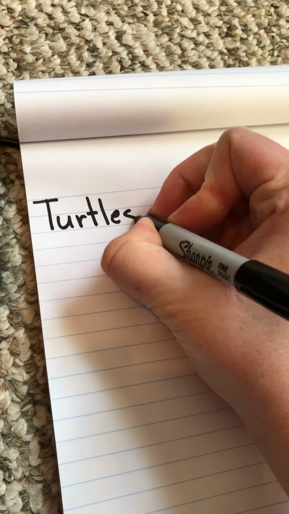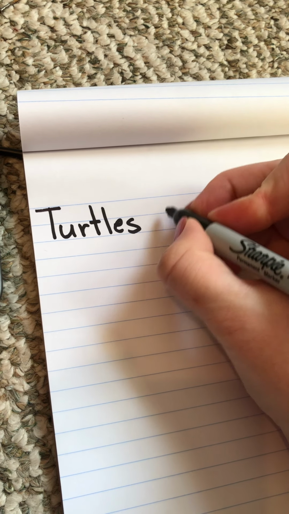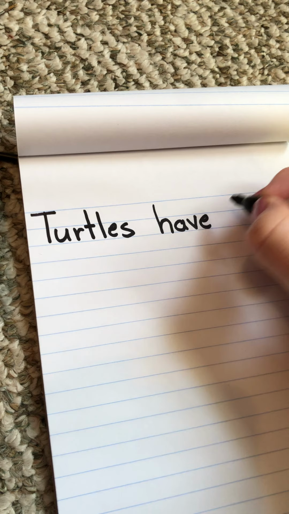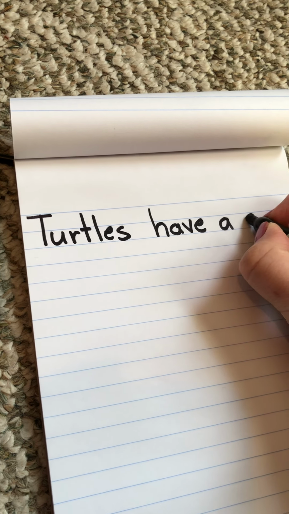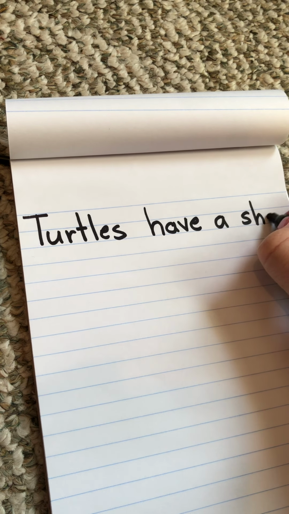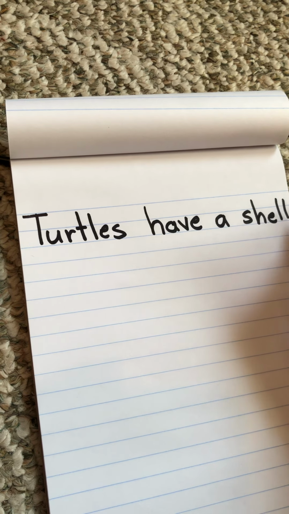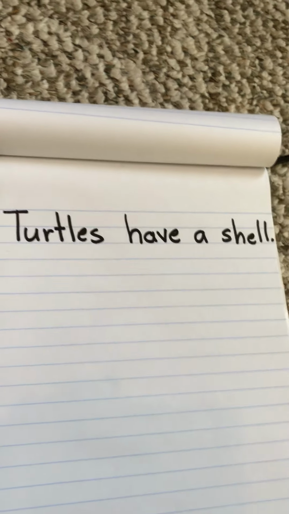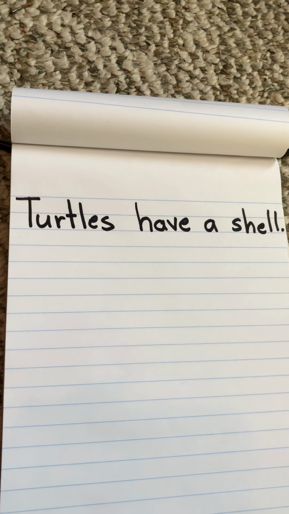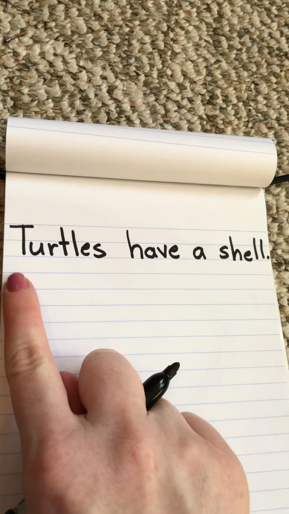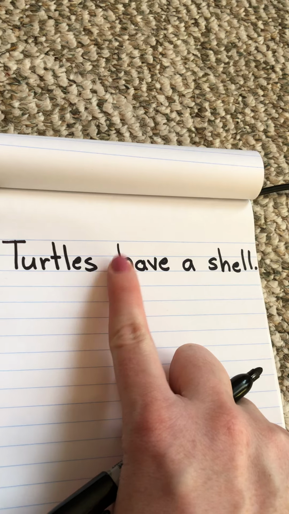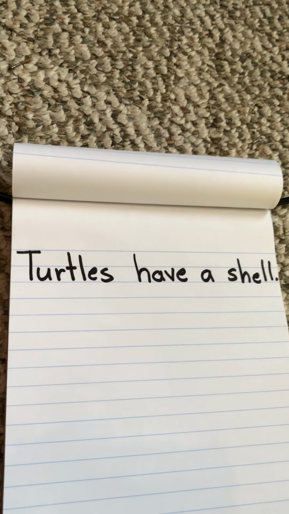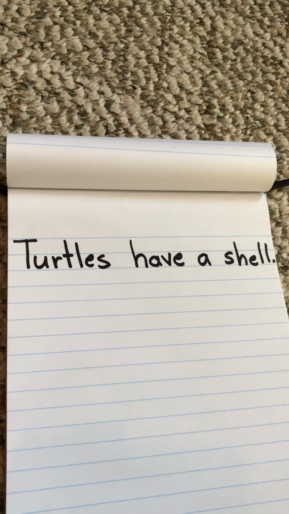Turtles. Make sure I have a space. Have a shell. Period. Oh, good. I have just enough room for the period. So, turtles have a shell. I've got a capital letter, I have spaces in between my words, and I have a period that says that I'm finished with that sentence.